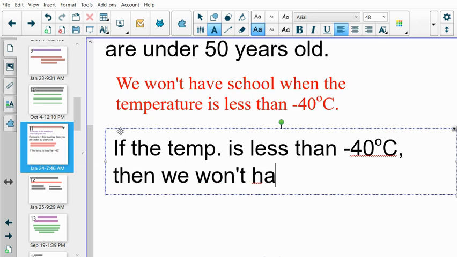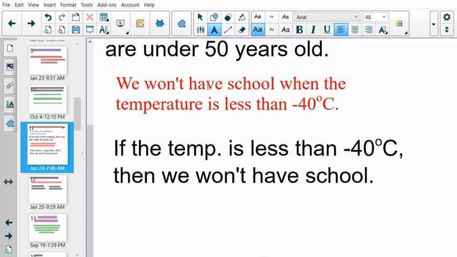we won't have school. And I want you to think about this one because I'm guessing that some people may have switched the order. I want you to think about what this sentence means. We won't have school when the temperature is less than negative 40. And think about if you switch the order, if you said, if we don't have school, then the temperature is less than negative 40, then your sentence means something else.